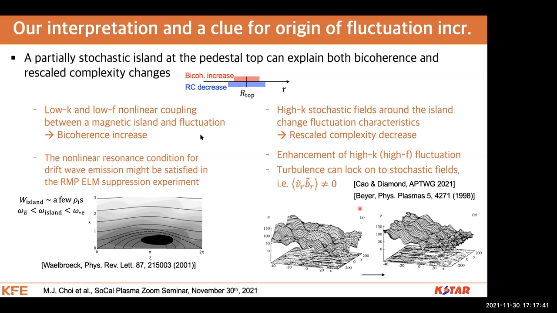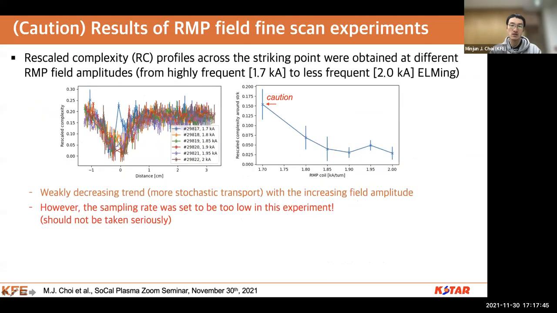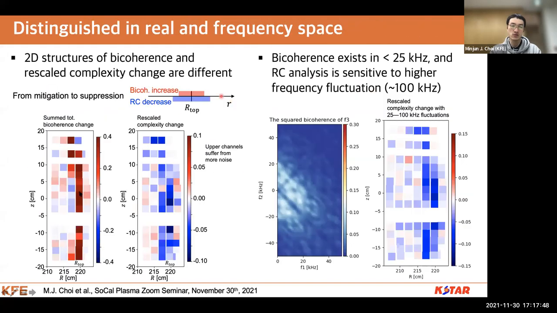Okay, so if you want to extract the information on the island structure, I think it would be better to base it on the bicoherence increase. So you can see a narrow increase picked up by a single channel, nearly a single channel here, in this space. So I conjecture that this is the island structures. And around that, the stochastic field would affect this rescaled complexity measure.